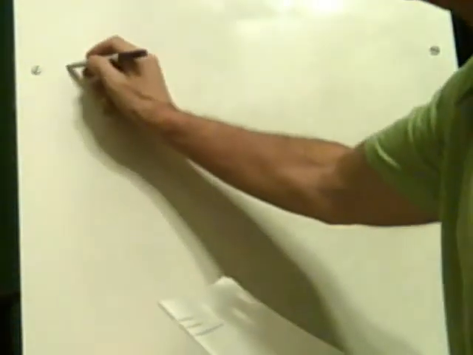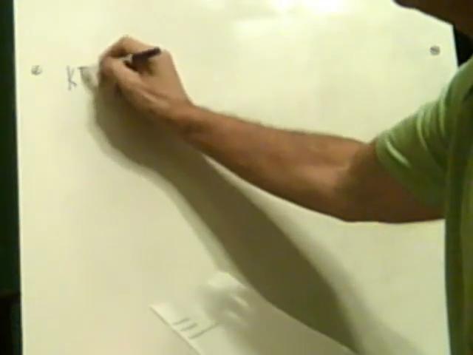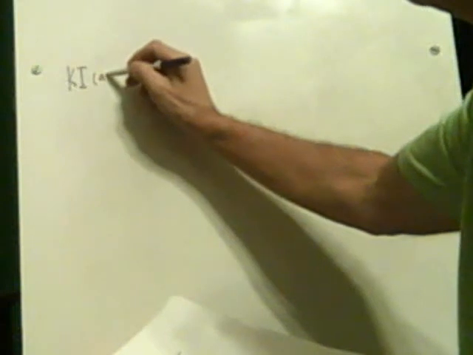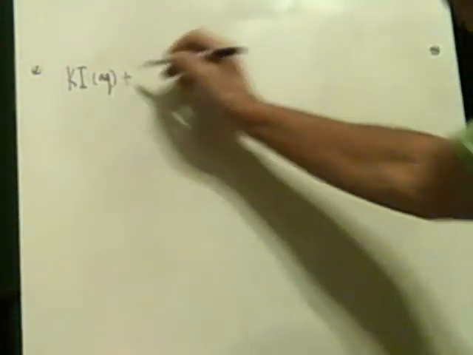Okay? Now let's try potassium iodide, dissolved. Potassium iodide is a substitute for table salt. Instead of sodium chloride, potassium iodide is a salt, and I think it tastes salty, just like table salt does.